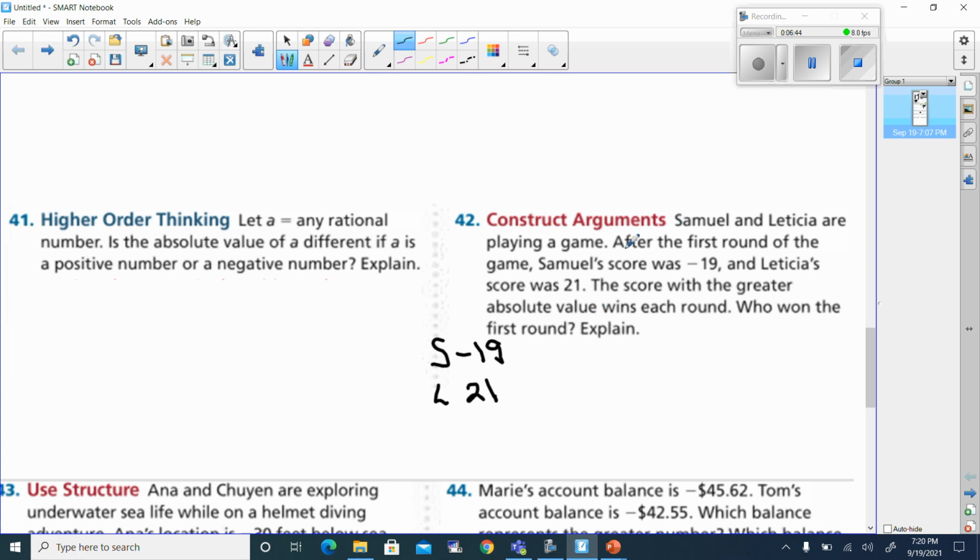Well, it does say after the first round. So the absolute value, or how far these numbers are from 0. Well, the absolute value of -19 is 19. The absolute value of 21 is 21. Remember, the score with the greater absolute value wins the round, and that would mean Letitia won the first round because hers is bigger.